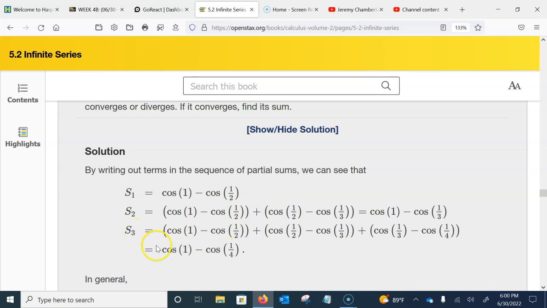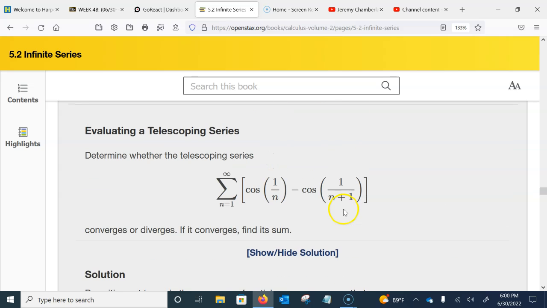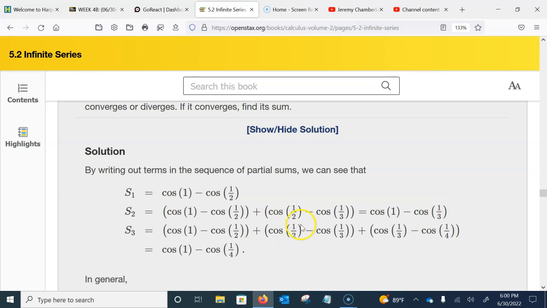When n equals 2, there's still the first term, but it's going to be cosine 1 half minus cosine 1/3. Notice the negative cosine 1/2 and the positive cosine 1/2 add to 0. The only things that remain are the ends, cosine of 1 minus cosine of a third.